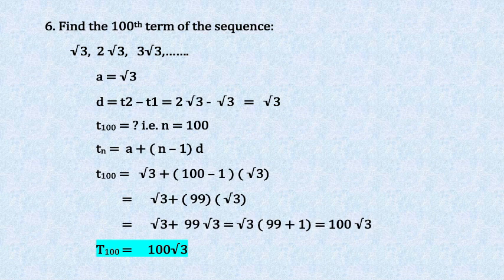Question number 6. Find the 100th term of the sequence root 3, 2 root 3, 3 root 3. This problem is also solved in a similar way. Find out what is A, what is D, what is n, and consider the formula Tn is equal to A plus n minus 1 into D. Substitute the values of A, n and D. Simplify the equation to get the solution that the 100th term is 100 root 3.